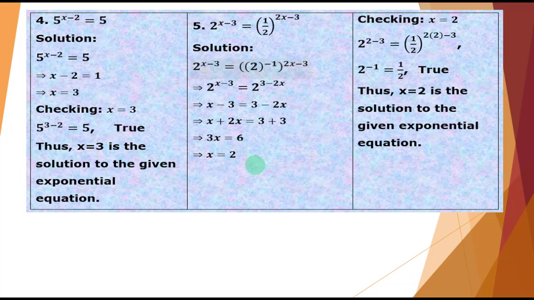So x equals 2. For checking, we just plug in the value x equals 2. So 2 raised to 2 minus 3, that's 2 raised to negative 1. Then, is it equal to 1/2 raised to 2 times 2 minus 3? Yes, true. Thus, x equals 2 is the solution to the given exponential equation.